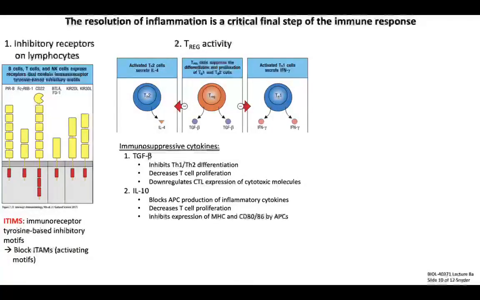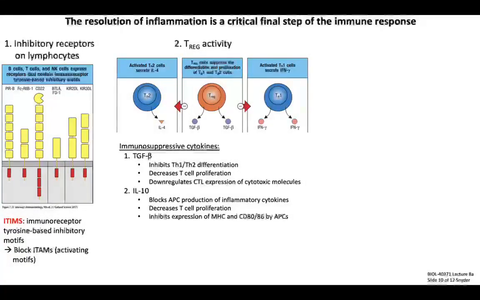So first off, we have TGF-beta, which inhibits effector CD4 T cell differentiation, and can also function by decreasing CD4 and CD8 T cell proliferation, which again is a key outcome of their activation. TGF-beta can also block the transcriptional expression of cytotoxic molecules like perforin and granzyme by cytotoxic CD8 T cells.